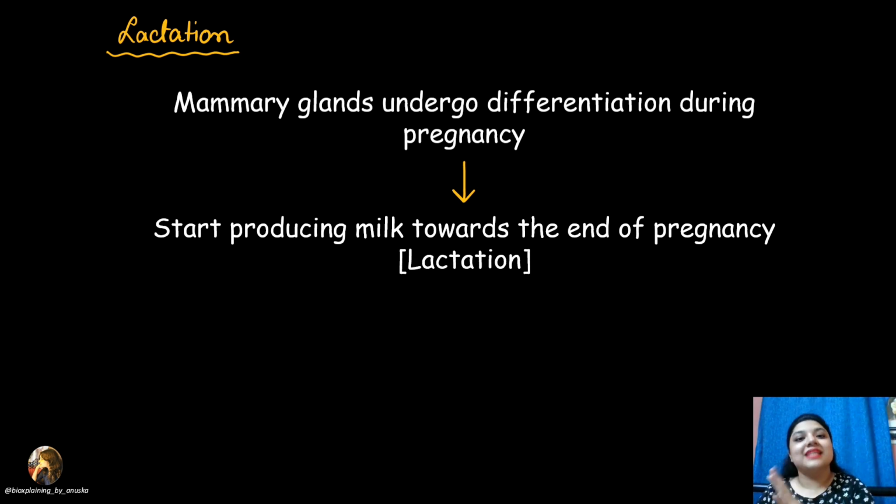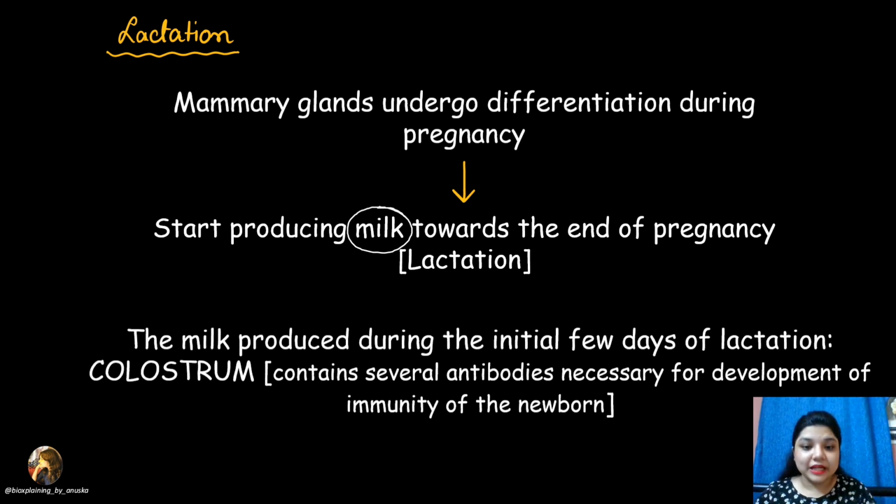This is known as lactation. This process by which the mammary glands secrete or produce milk by the end of pregnancy is known as lactation. So how does this milk help the mother? This milk is used by the mother to feed the newborn baby, right? Now, the milk that is produced during the initial few days of lactation is known as the colostrum.